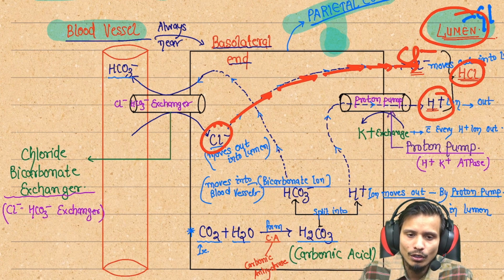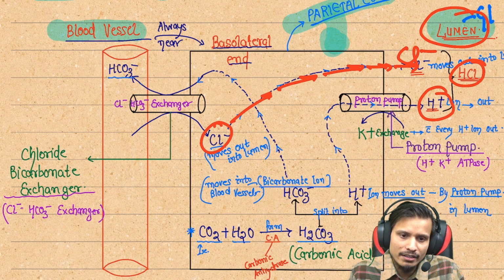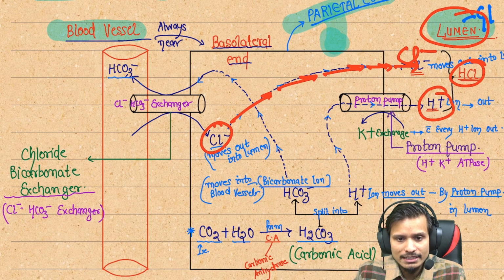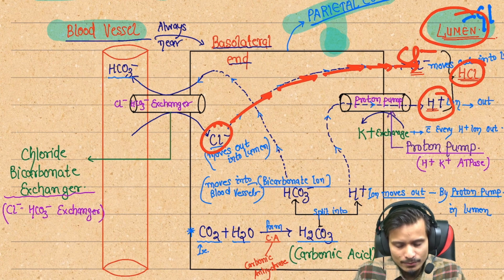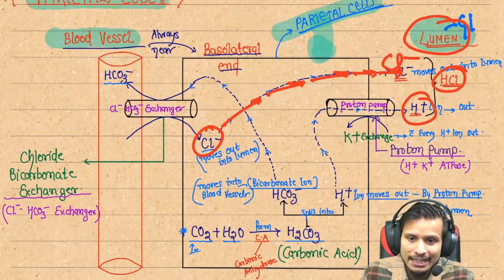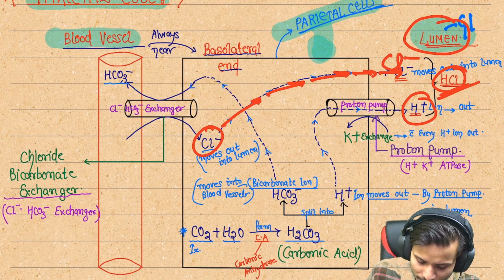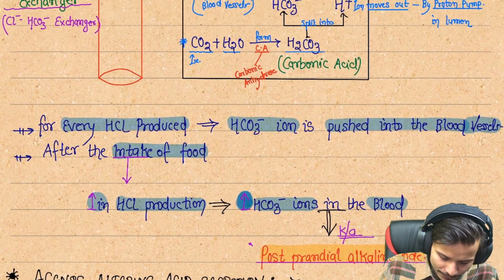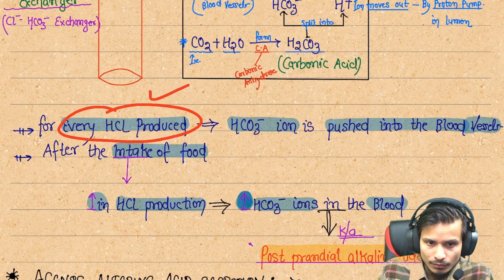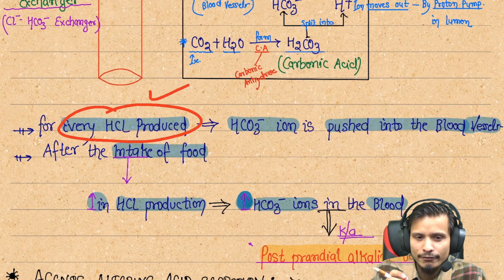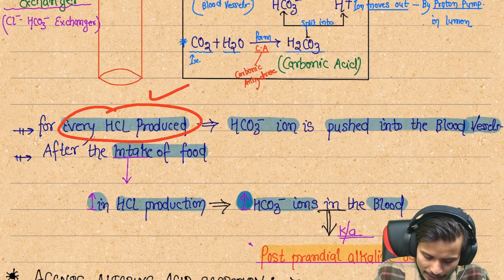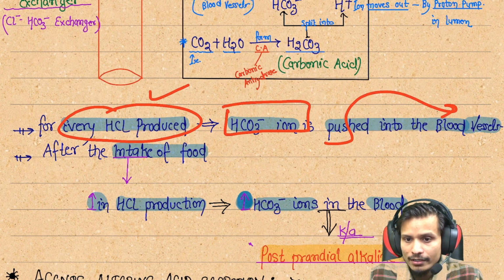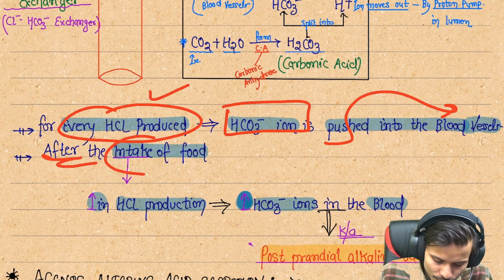So these are the main functions of these main transporters, like the chloride bicarbonate exchangers, or the proton pump, or the different channels or enzymes used here for the synthesis of H plus, and so the synthesis of HCl, that is hydrochloric acid. Next, for every amount of HCl produced, HCO3 minus ion goes out into the blood vessels. It is pushed into the blood vessels.